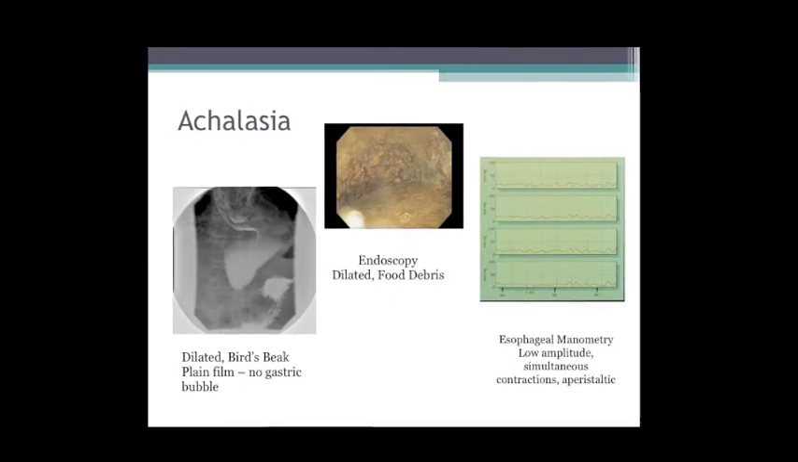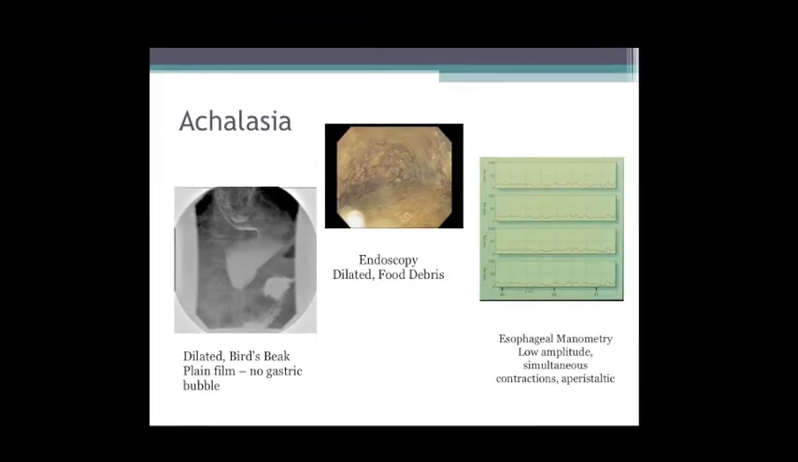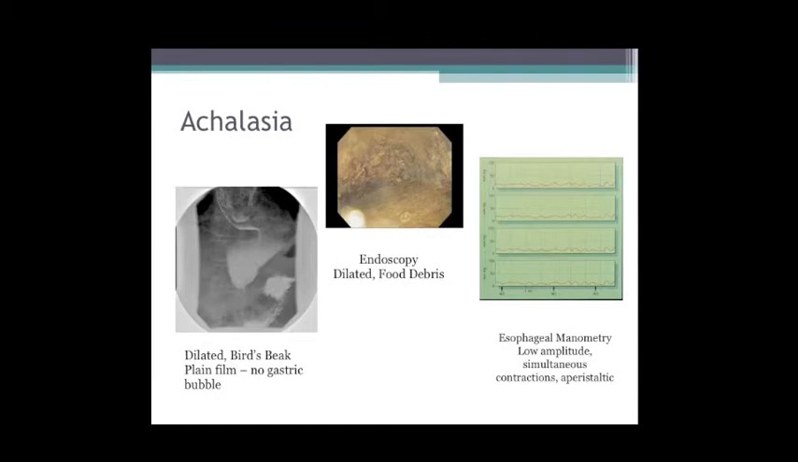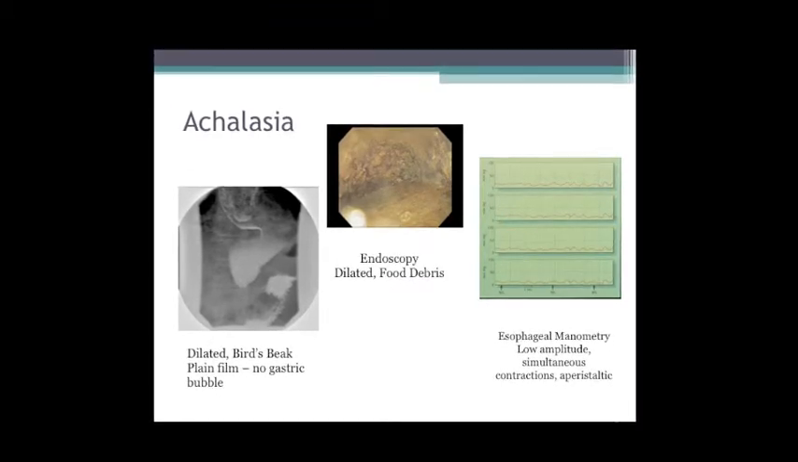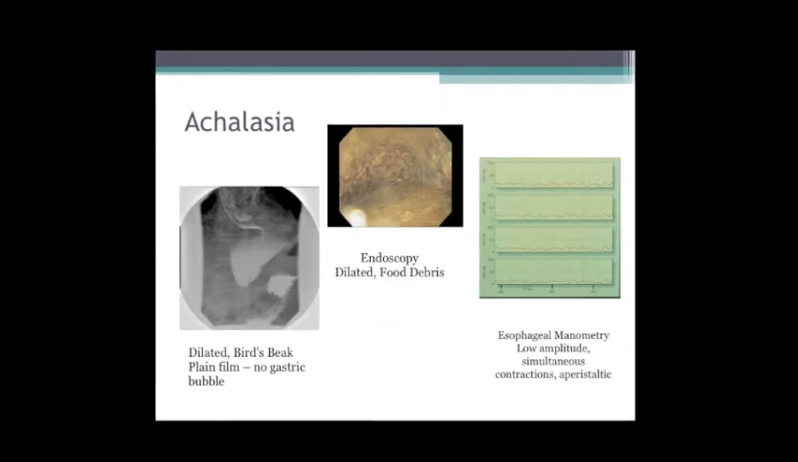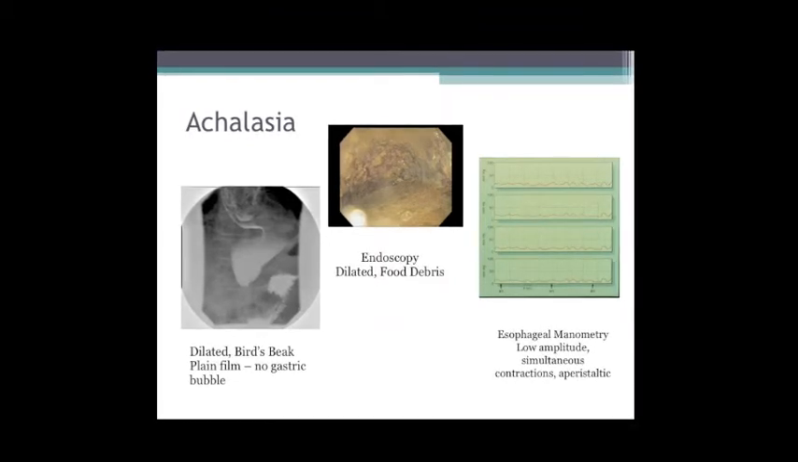All right, so this is a typical bird's beak appearance. This is the esophagus. It's very dilated. It comes down into a little beak, and there's typically no gastric bubble.